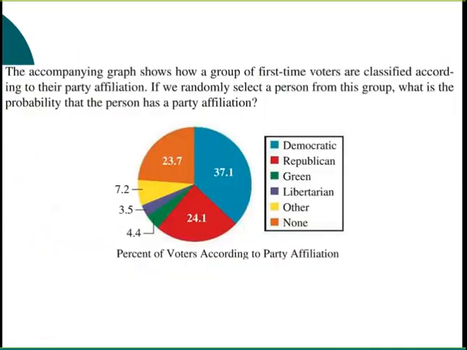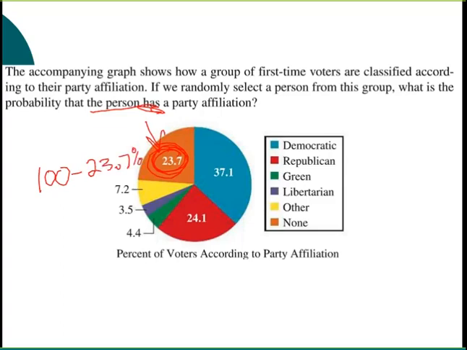Here we go. The graph is showing the first-time voters classified according to their party affiliation. If we randomly select a person from this group, what is the probability that the person has a party affiliation? Well, you could add all this up, but basically all we have to do is say, right here this is saying that they don't have one, so we're asking what's the probability that you have one? Well, these are the only ones that don't. So all you have to do is take 100% and subtract 23.7%.